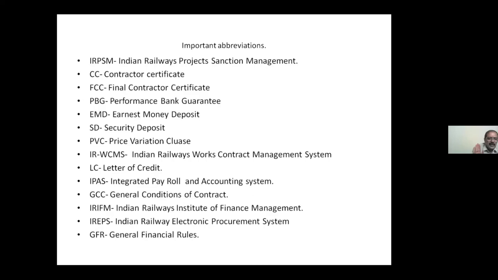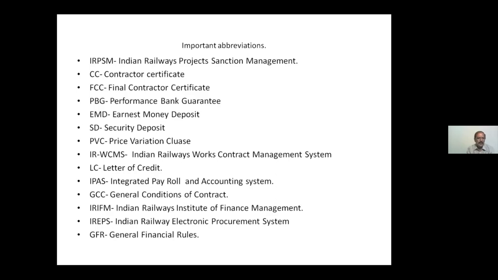By showing this letter of credit elsewhere, he can also participate in other railway tenders, or he can also purchase something. A letter of credit is nothing but an open cheque with balance. It is issued by the railway department through finance. So that is LC, for payments of more than 10 lakhs only. Up to 10 lakhs, no LC.